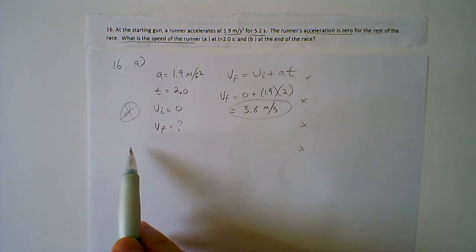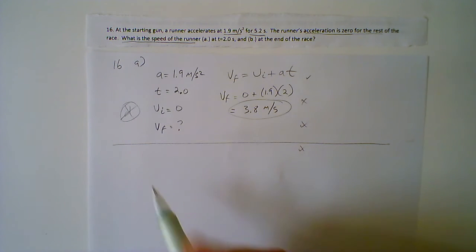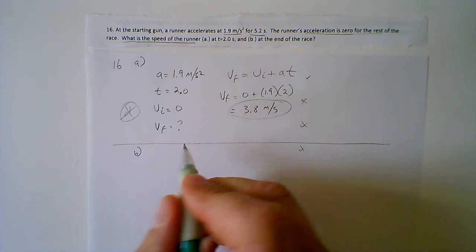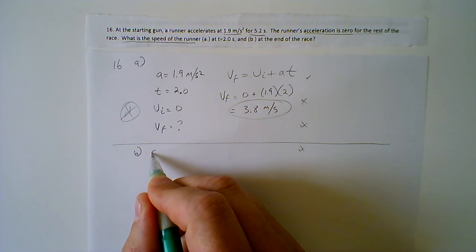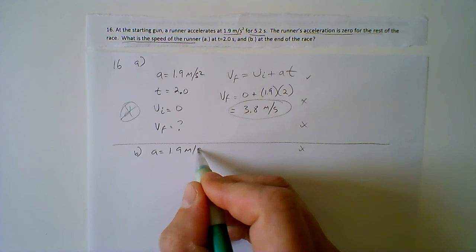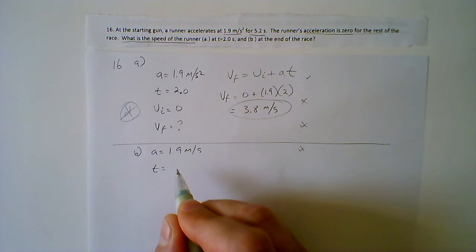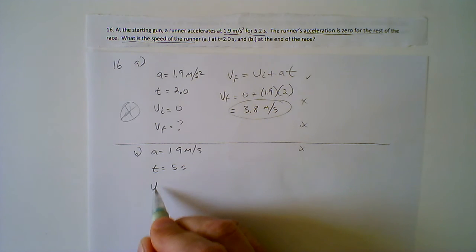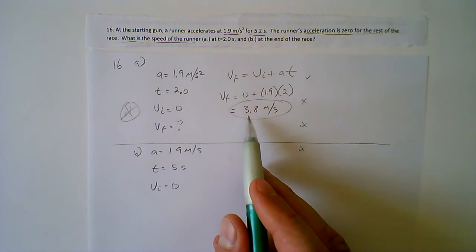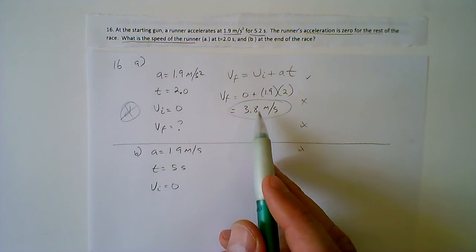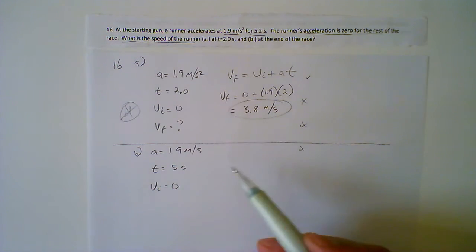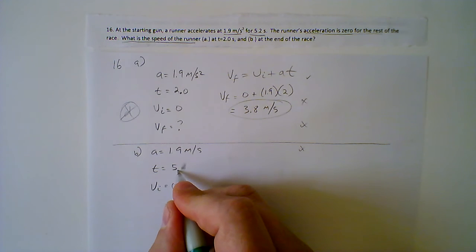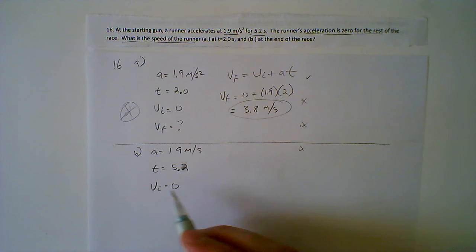Now when you take a look at the second part, we kind of do the same thing, but we're going to create a new givens list. So here's part B. And here we are still accelerating at 1.9 meters per second squared. This is going to last for a total of 5 seconds. He's still going to start with an initial velocity of 0. We could start at the end of the previous problem, and then it would be just a few more seconds left, but it just makes sense to start from rest. Actually, this is going to be 5.2. So this time is 5.2 seconds.